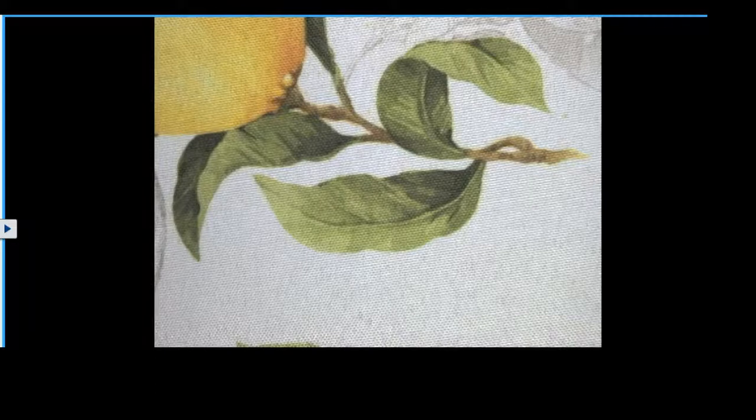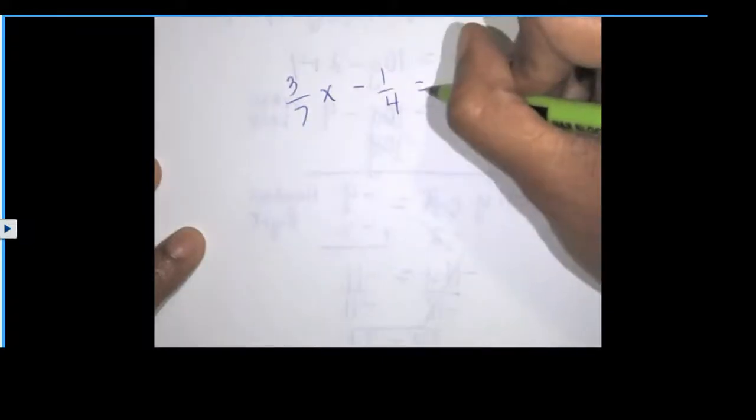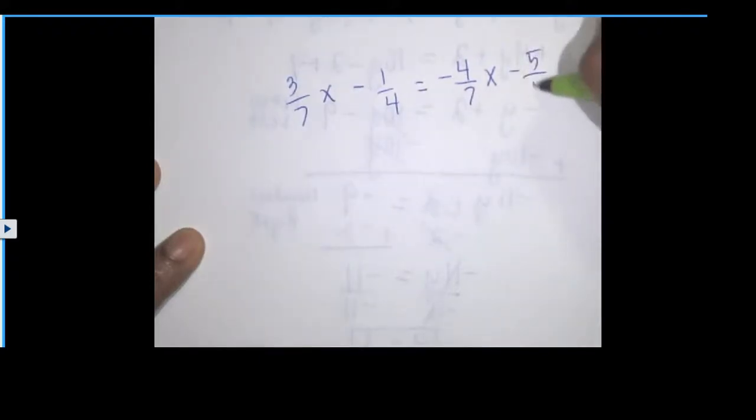All right. Okay, so we're going to keep going. Let's do some now with fractions. This is also from page 161. So I have 3/7 x minus, excuse me, negative 4/7 x, and then we have a negative 5/4.